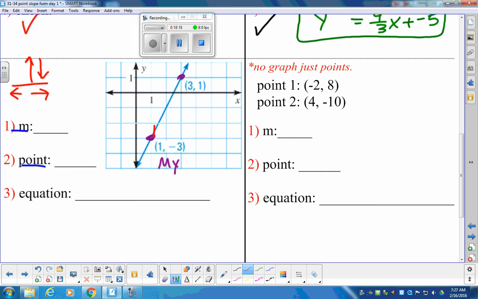So we're going to rise 1, 2, 3, 4. And we're going to run 2. Rise 4, run 2. Slope should be 2. All of you should have a slope of 2.